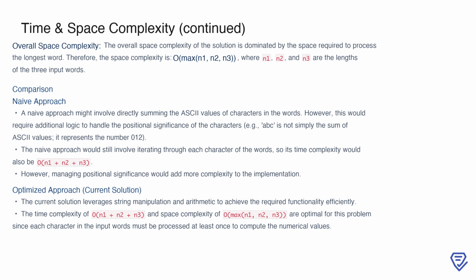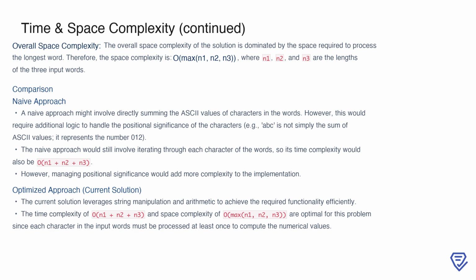Comparing this with a naive approach helps illustrate the efficiency of the current solution. A naive method might involve summing the ASCII values of the characters directly, but this would require additional logic to account for the positional significance of characters. For example, the word ABC does not represent the sum of its characters' ASCII values but rather the number 012 when treated positionally. While the naive approach would still have a time complexity of O(n1 + n2 + n3), due to character iteration, handling positional significance would add more computational overhead.